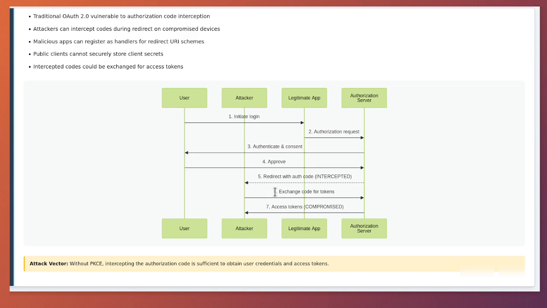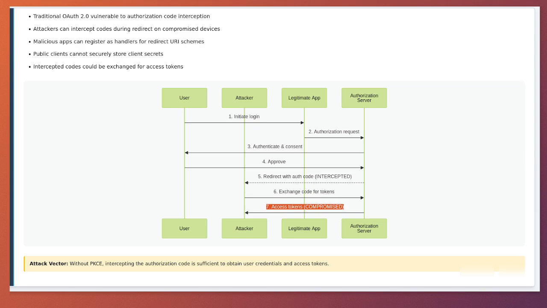In the traditional flow, this code alone could be exchanged for access tokens if the client is a public client that cannot securely store a client secret. This attack is called authorization code interception, and it is particularly dangerous because it completely bypasses user authentication. The user thinks they have successfully logged into the legitimate application, but the attacker has actually obtained credentials that allow them to impersonate the user. This is not just a theoretical vulnerability. It is a real attack that has been demonstrated in practice, particularly against mobile applications.